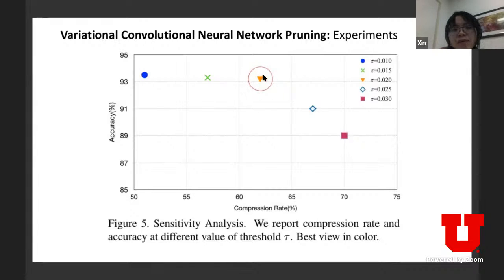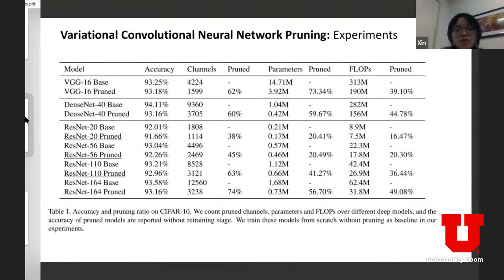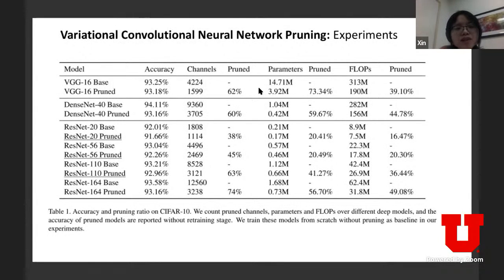In this paper, in most experiments, it uses a threshold that is not too large and not too small: tau equal to 0.02, the hyperparameter used in all the experiments. With that, each network will have a different pruning ratio. When talking about the pruning ratio, the paper tries to say how many channels are pruned and how many parameters are pruned, because the size of each channel, or each filter, can be different. So the pruning ratios for channels and for parameters are different.